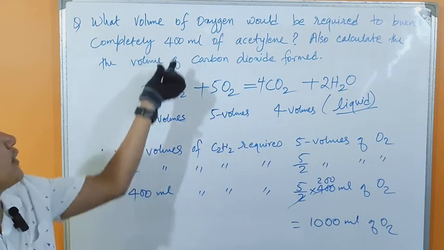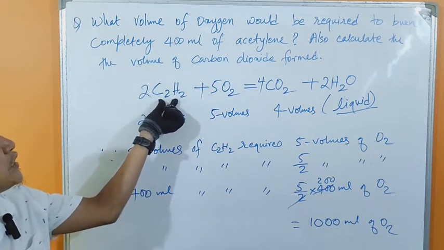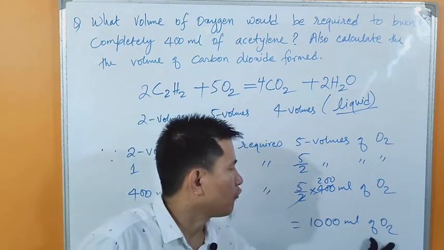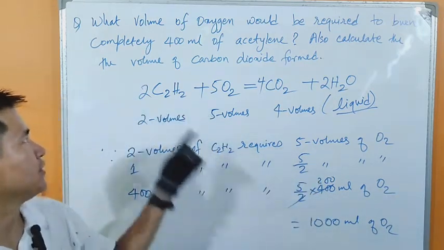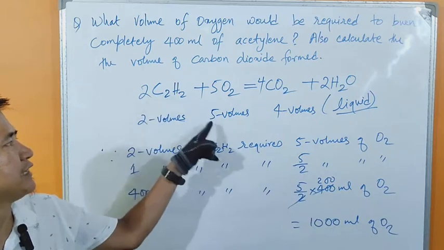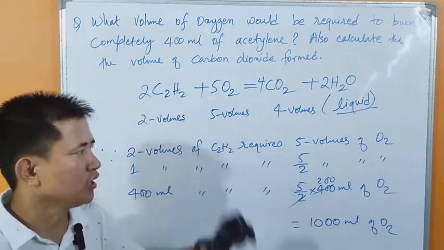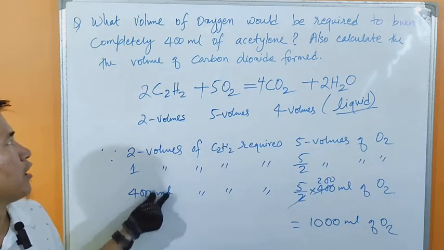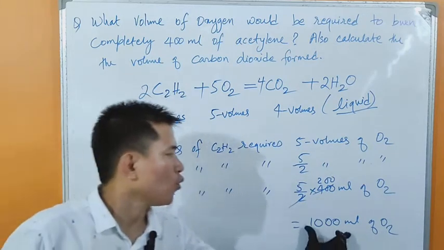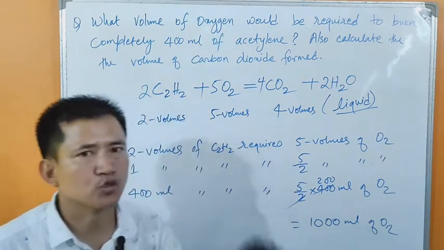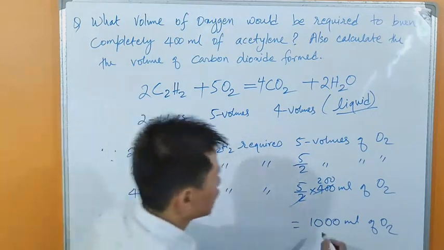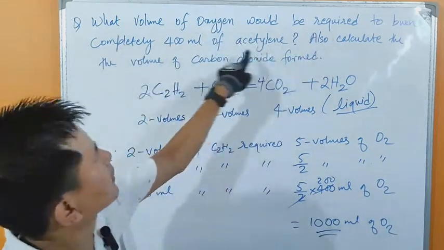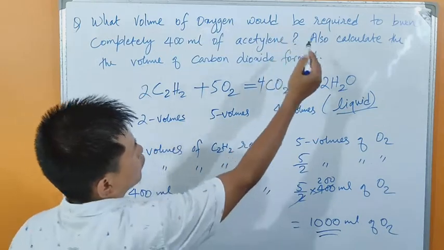If 400 ml of acetylene is to be burned completely, then 1000 ml of oxygen will be required. Since 2 volumes of acetylene requires 5 volumes of oxygen to burn completely, so 400 ml of acetylene requires 1000 ml of oxygen to burn completely. This is the first answer. We are asked to find the volume of oxygen first. Now the second part of the question.